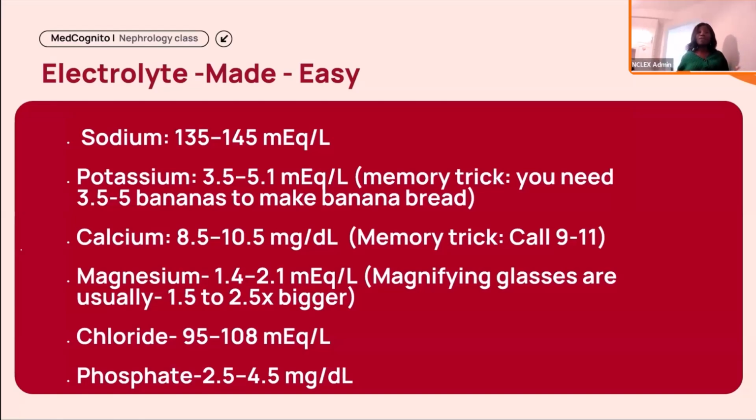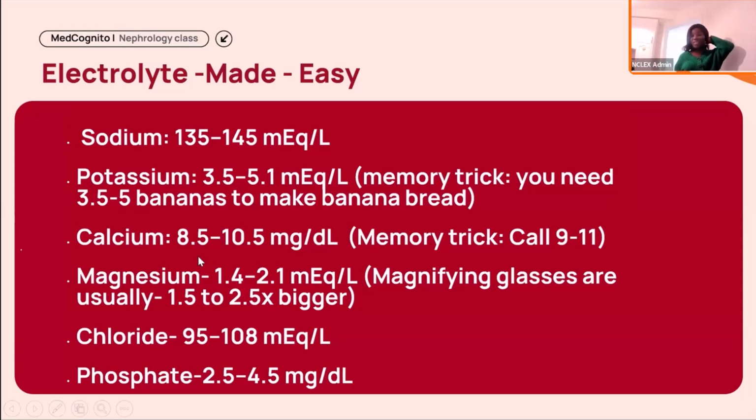It can be 3.5 to 5.1. In some resources, you can see 3.5 to 5.5. Okay, so always remember this. I'm going to use 3.5 to 5 bananas to make my banana bread. And yes, you will remember potassium.